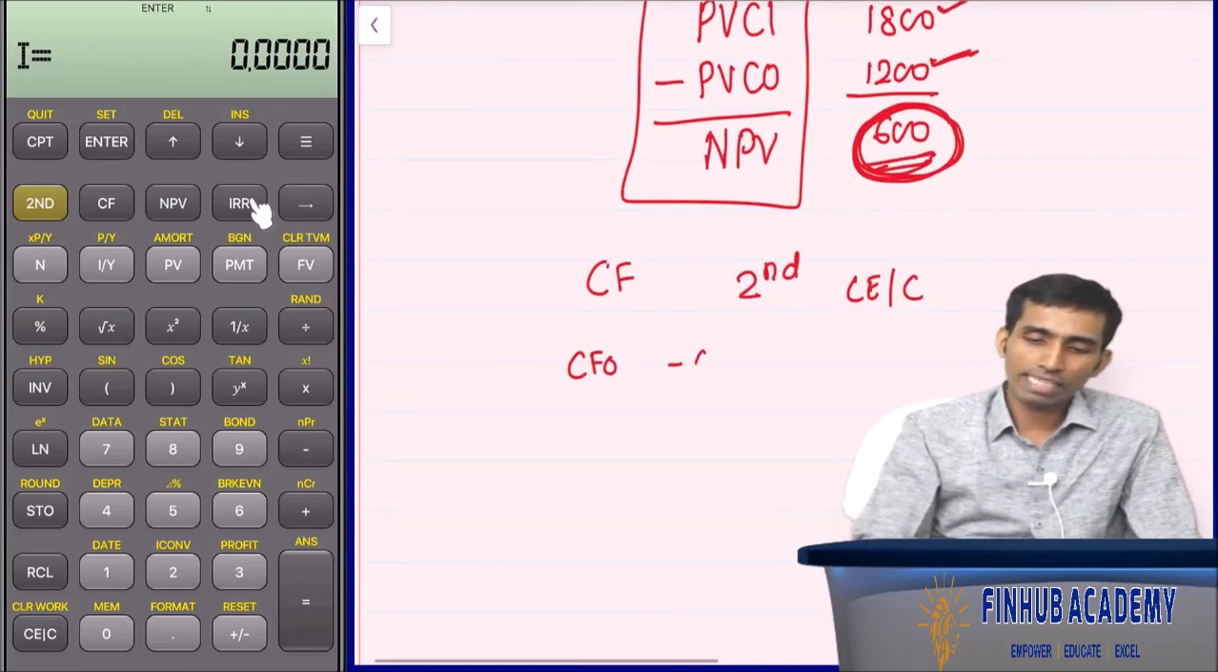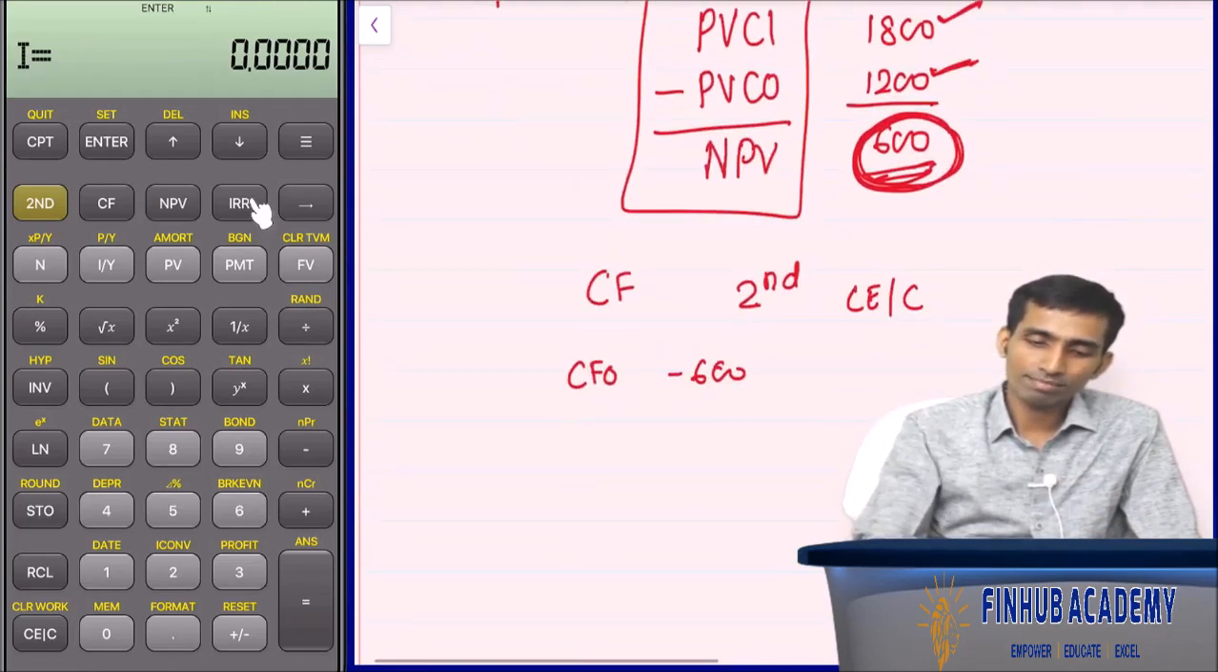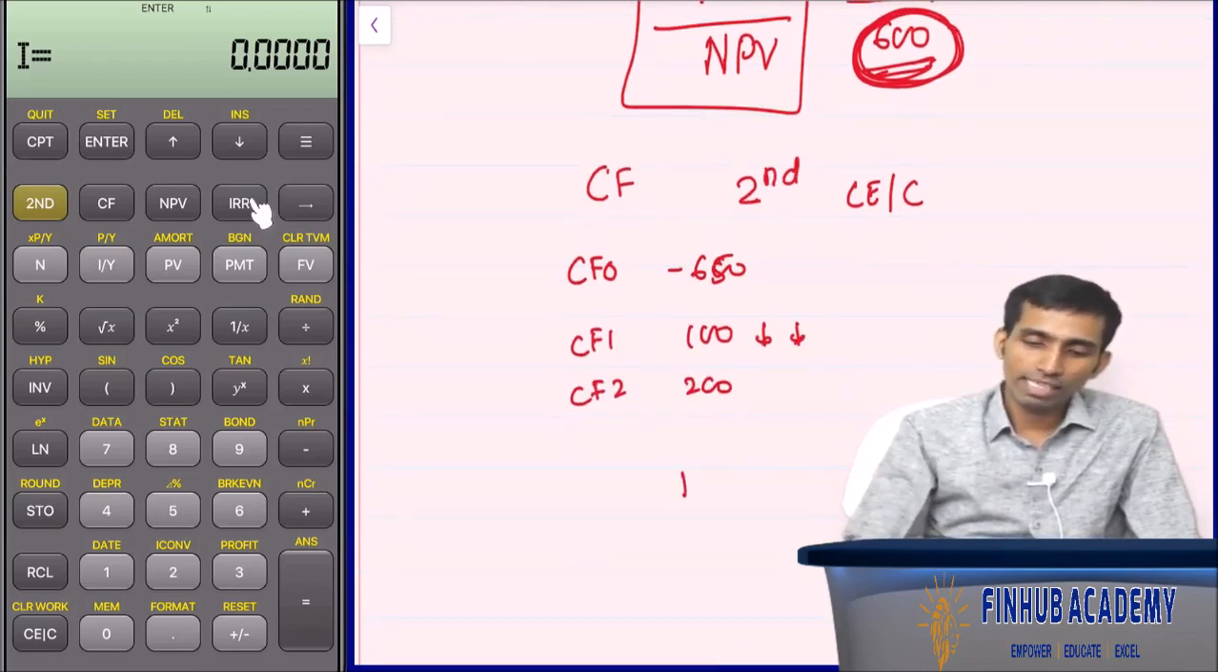CF0 I have fed minus 600, sorry, 650. CF1 I have fed 100. CF2, I press the down arrow key, it will ask CF2, that is 200. Like this I'll go on feeding, and then I will press the NPV button.